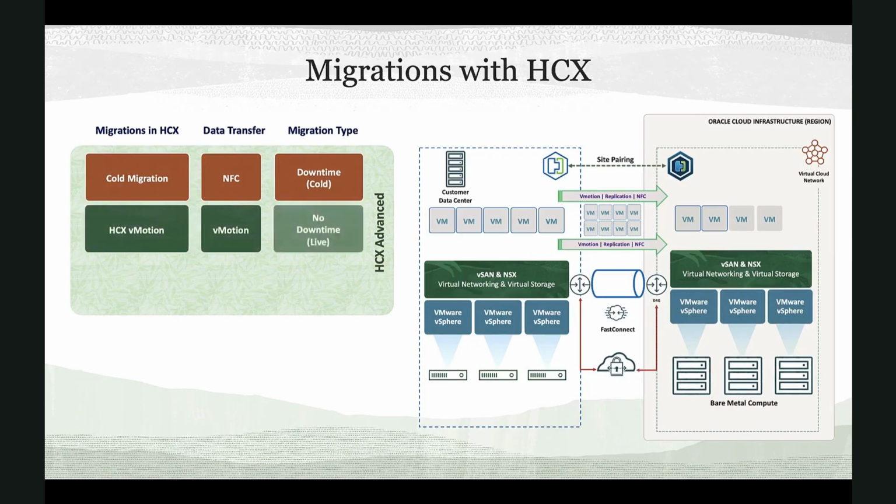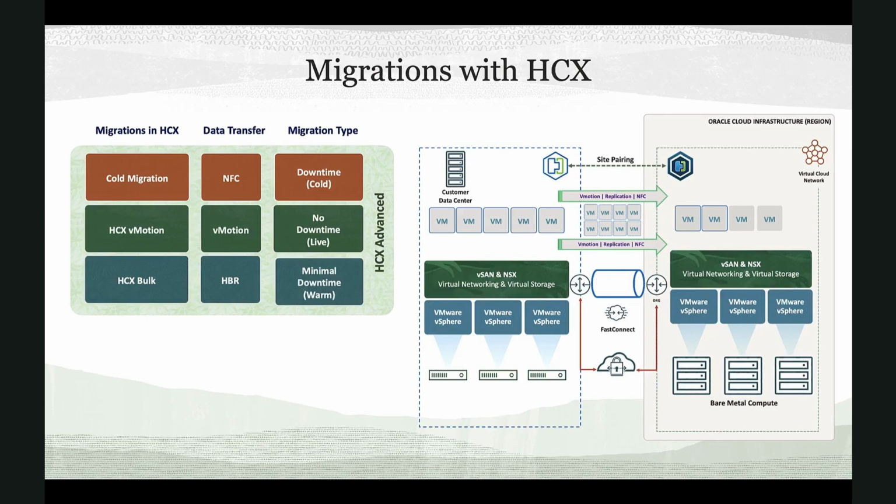The second type of migration with the Advanced Edition is the HCX vMotion. vMotion transfer captures the virtual machine's active memory, its execution state along with its IP address and MAC address, and transfers it to the destination. It is referred to as the live migration feature of VMware, and so there is no downtime for the VM. The next migration type is HCX Bulk, and it uses HBR, the host-based replication method.